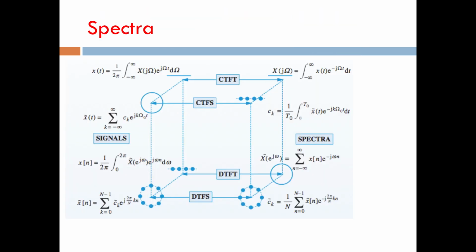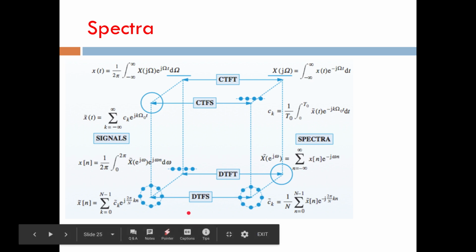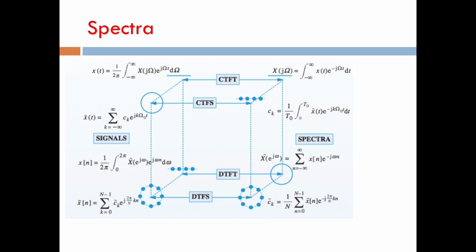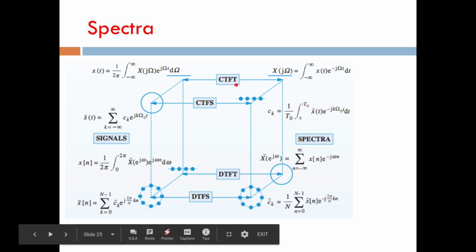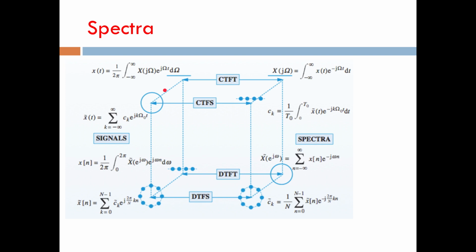This cube over here that you can see gives a nice overview of CTFS, CTFT, DTFT, and DTFS, which are the most commonly used for frequency analysis to convert a signal from the time domain to the frequency domain. Now, in the case of CTFT, the input signal x of t is continuous and aperiodic in time, and the frequency spectrum is also continuous and aperiodic.